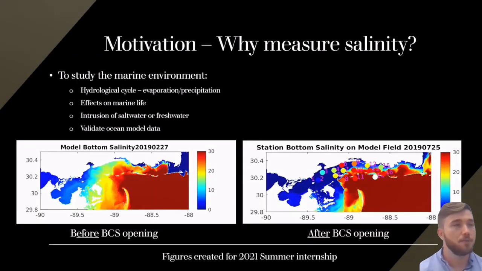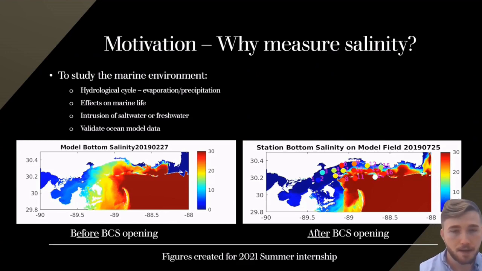So I want to discuss the importance of salinity and why measure it. Generally, you can use the measurement of salinity to study the marine environment, which would include, but is far from limited to, studying the hydrological cycle, where you have processes like evaporation and precipitation. You can have effects on marine life or marine ecology. You can study things like the intrusion of saltwater or freshwater.